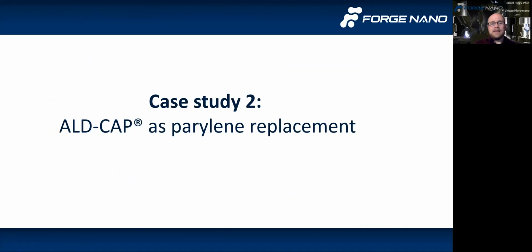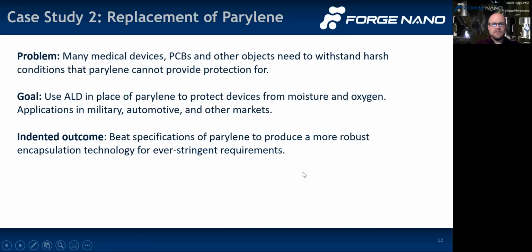So the second case study is ALD-CAP as a Parylene replacement. So let's take a look at this. So the problem here is that many medical devices and PCBs and other objects need to withstand quite harsh conditions in terms of saline conditions or high moisture conditions or high temperature conditions. And Parylene is a standard coating that is often used to protect such devices. But in many cases, it just isn't quite good enough. It doesn't quite provide the performance that is required for certain applications. So the goal in this project was to use ALD in place of Parylene to protect devices from moisture and oxygen.